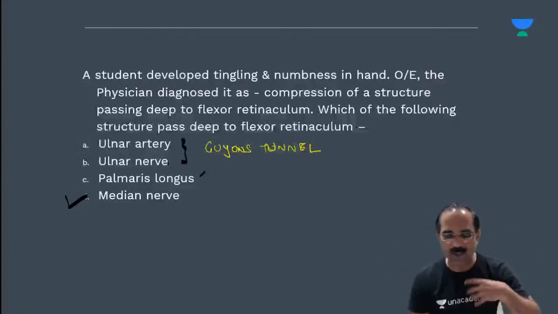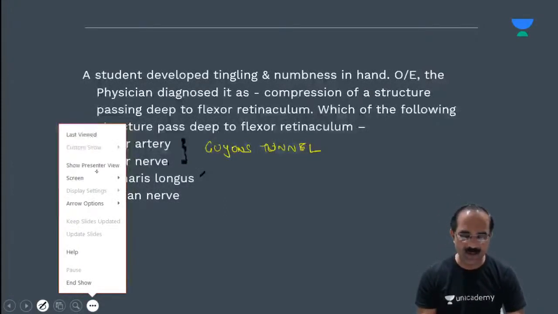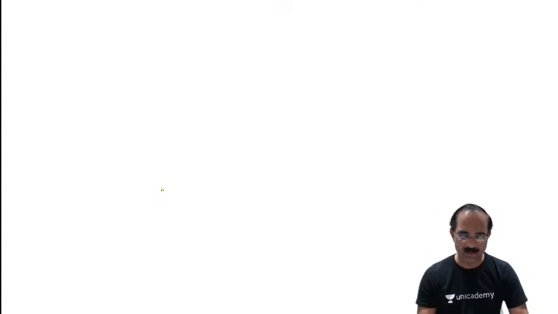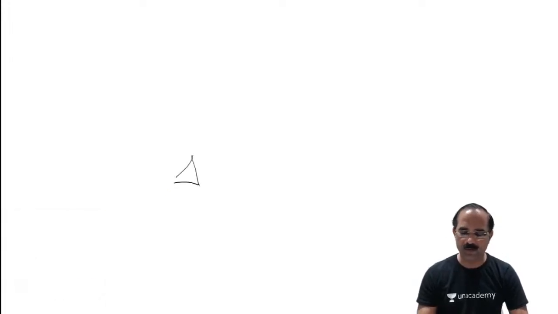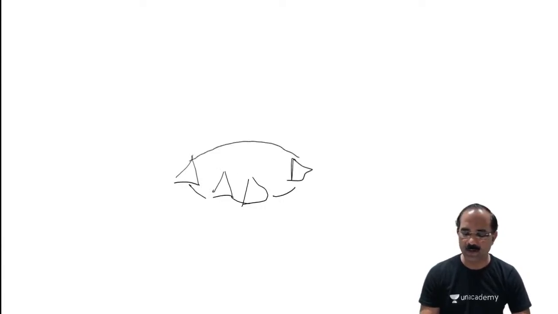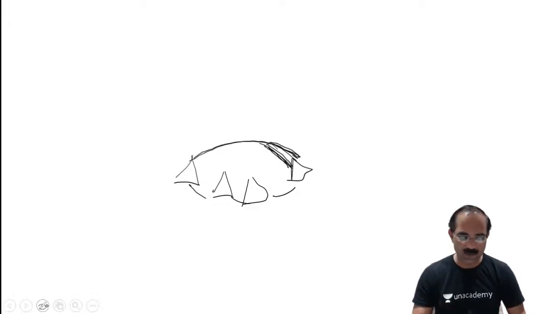Students, can you quickly tell me? Otherwise, I'll have to draw the slide for you. Tell me, anything else which passes through the carpal tunnel? Students, speak up. Quickly, I'll draw this for you. You should be able to revise like this. Okay. This is the flexor retinaculum here, and this is the carpal tunnel. Now what are the structures passing through the carpal tunnel?